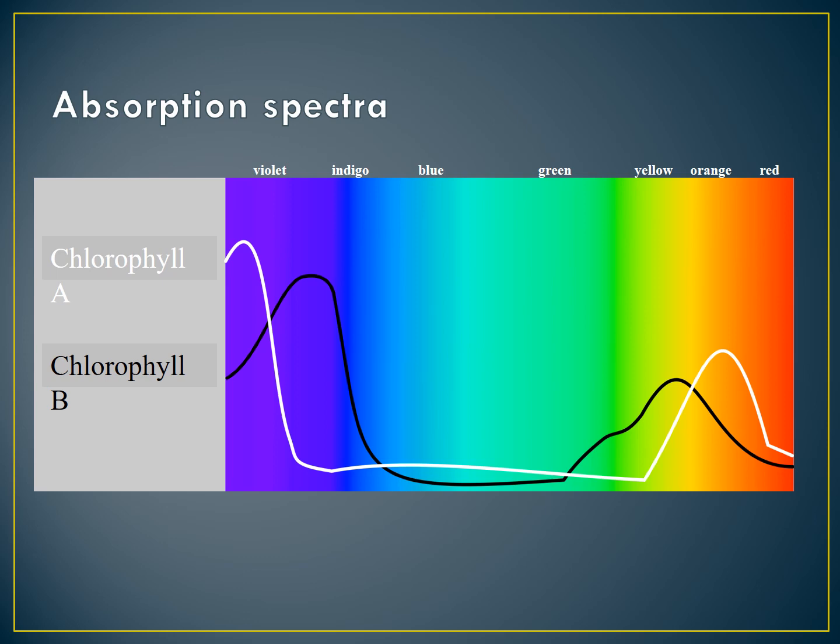There's a lot of absorption in the red range of the spectrum, but there's really nothing absorbed in the green range. So the bottom line is this: chlorophyll uses red and blue light, but reflects green light. That's why leaves are green.